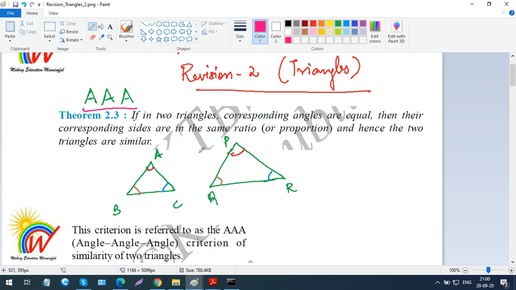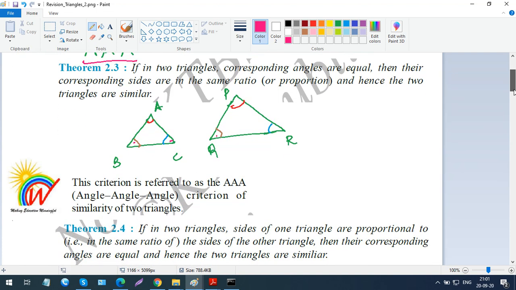Now you see here ABC and PQR, if these two triangles are having all three angles equal to each other, like A is equal to P, see, I have marked it red and red, B is equal to Q and C is equal to R, then by AAA criterion the two triangles are similar. Understood? If the three angles are equal, then the two triangles are similar.